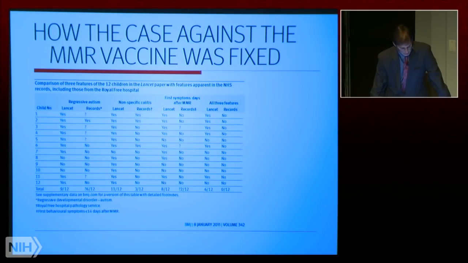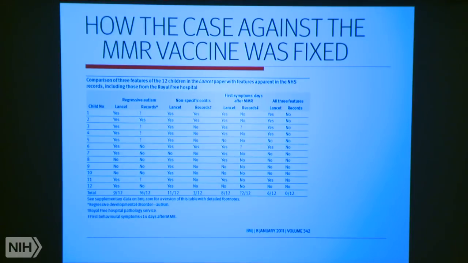So he went back through, and actually it's interesting, this was published in the British Medical Journal, and he identified each of these cases. He went back and contacted each of these families and tried to look for documentation of all of the things that were in Wakefield's paper. There were three items to this syndrome: regressive autism, nonspecific colitis, and the fact that the first symptoms appeared days after the MMR vaccine.